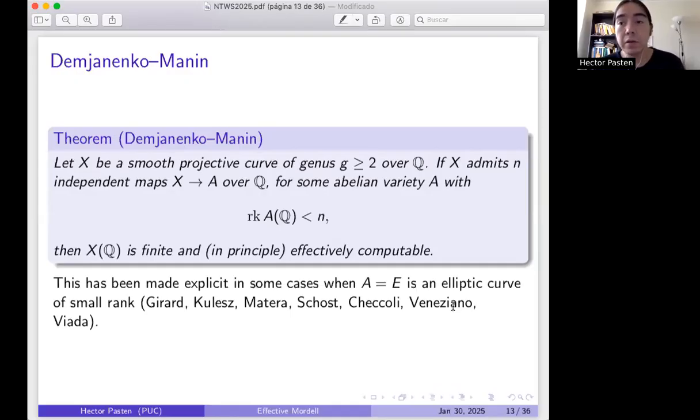This proof is using heights, it's not p-adic. This has been made explicit in some cases when the abelian variety we're talking about is an elliptic curve, dimension 1, of small rank. And there are a number of authors, most recently I would say that Biswas and collaborators have pushed this setting farther, and they have very explicit results when the abelian variety is an elliptic curve, always under this rank assumption. Okay, so this is something getting closer to effective Mordell, even though it's a restricted case. It's quite amazing what can be achieved by this.